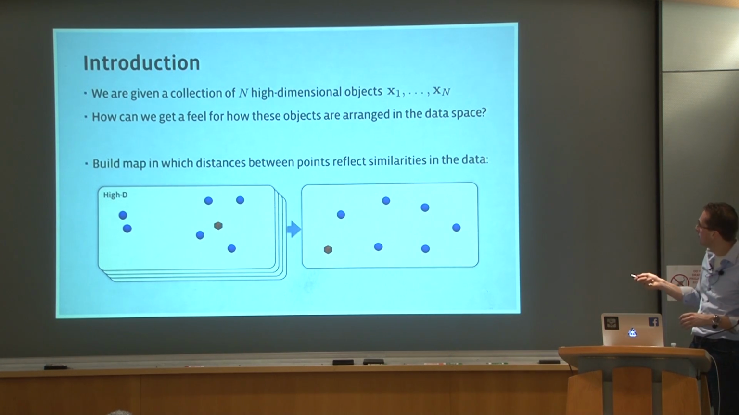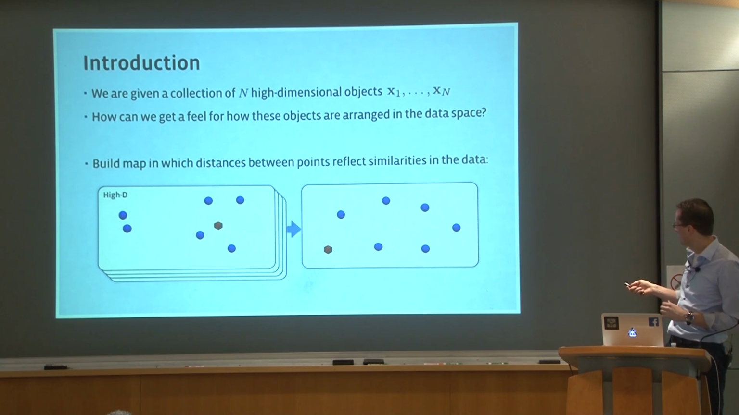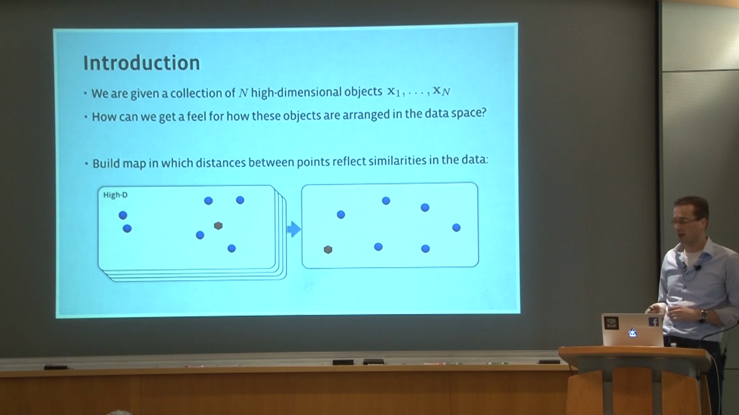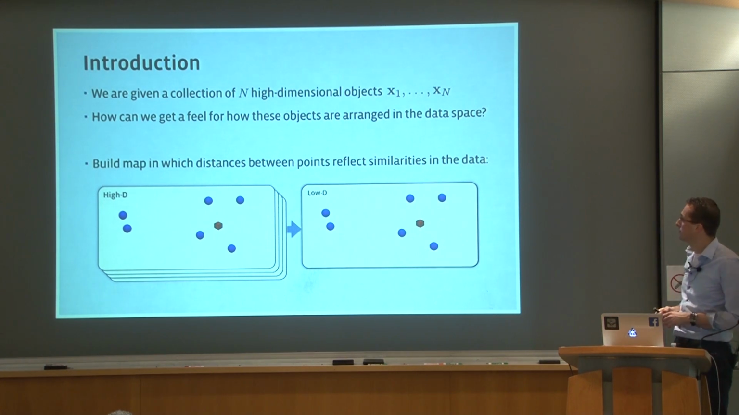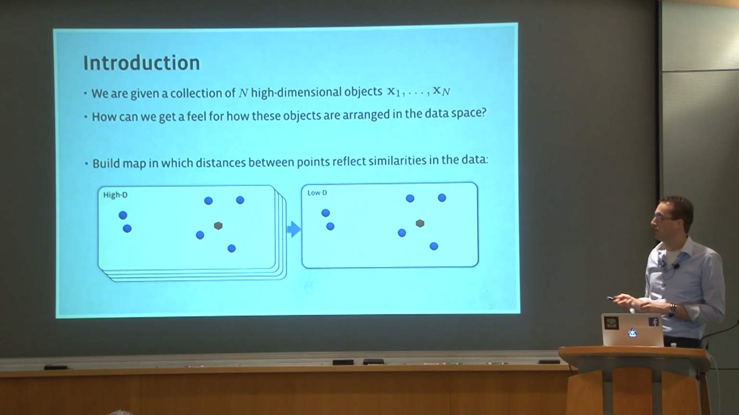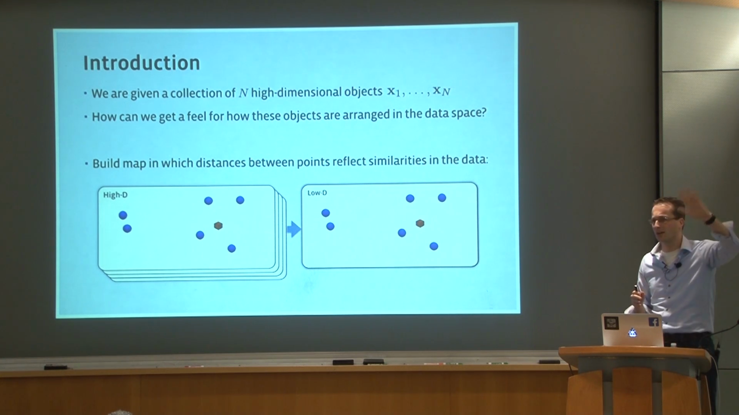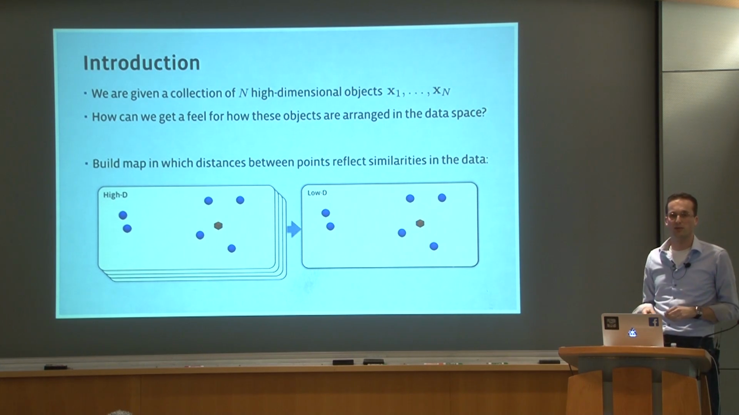The idea would be to build a two-dimensional map where you have a point for each original observation, and you want the pairwise distances between these points to somehow represent the underlying similarities in the original data. So this would probably be a very bad map. The right map that you want in this case would be this, of course. Now in practice, this will never really be possible, because unless our data lies on a two-dimensional plane in the high-dimensional space, we cannot possibly preserve all the pairwise distances.